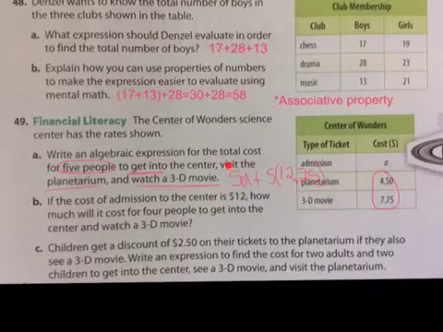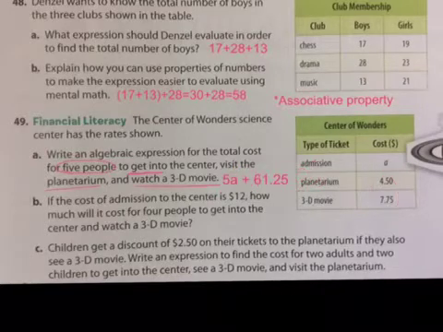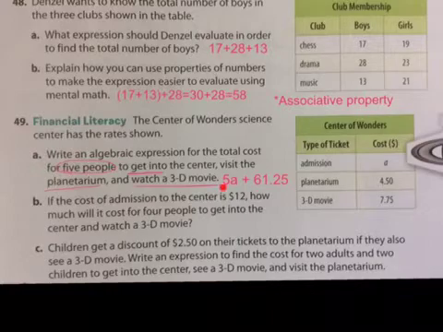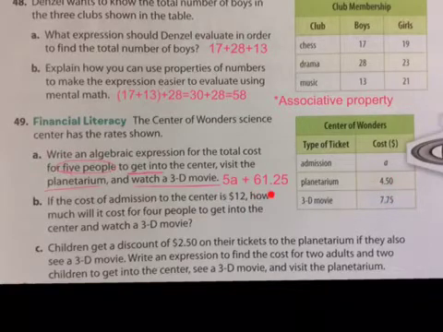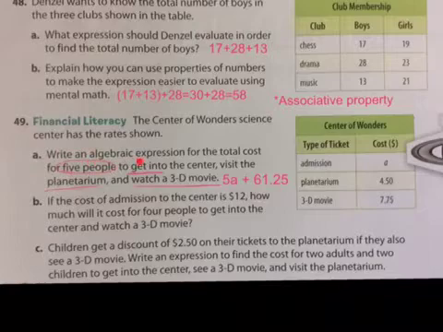But I can't add it yet because I still have this variable. So my final answer will be 5A plus 61.25. So 61.25 is the sum of these two times 5. Now this is not really an answer yet. It's simply an algebraic expression. Once we figure out what the admissions is, we'll be able to multiply 5 times the admission and then add this total with this total, and we get our grand total.